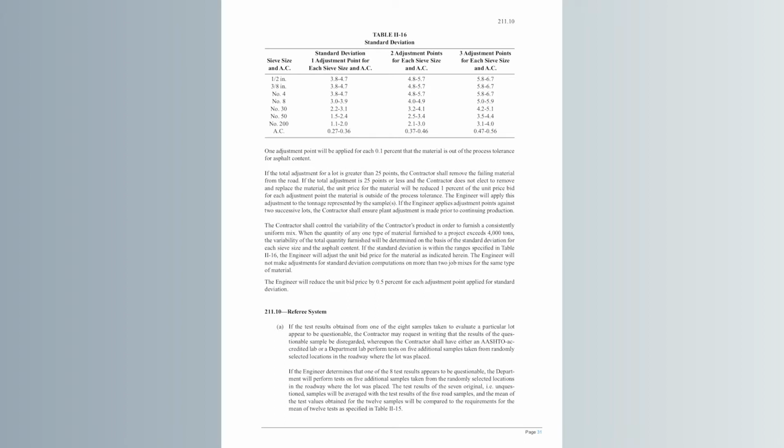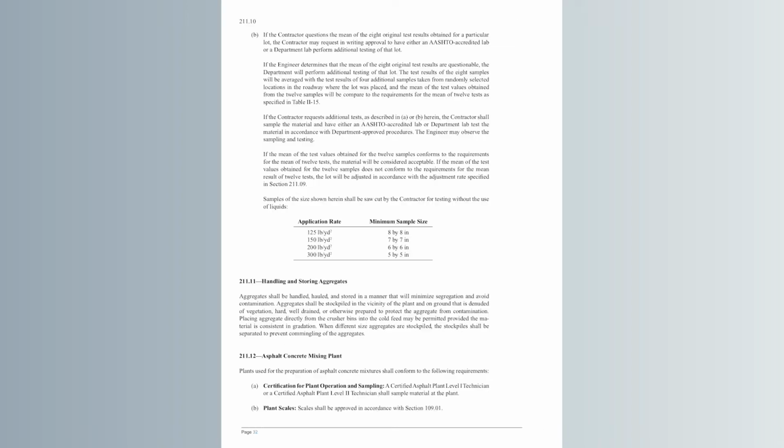If something happened and you don't think those test results are accurate, you can request in writing to the department to invoke the referee system, which will consist of taking extra samples to make sure that either that sample was correct or to prove that it was wrong. The most important part of that is it needs to be requested in writing.